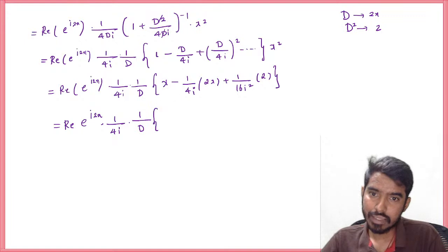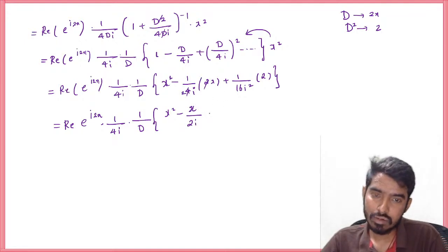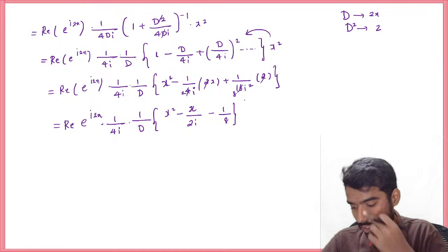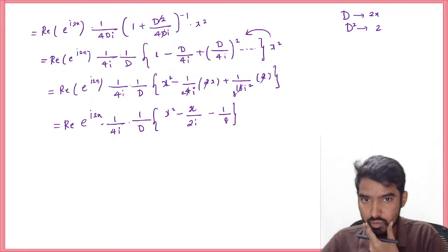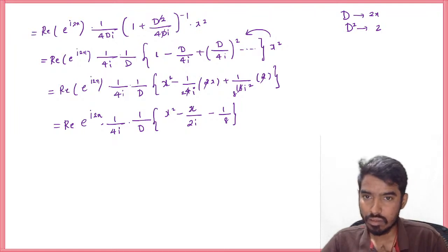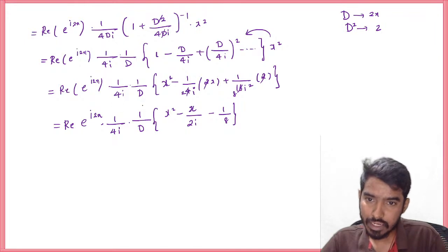So here also we have x square, right? I'm multiplying this x square inside. So 1 into x square is x square. Here we have x square minus 2 1s are 2, 2s are x by 2i, and i square is minus 1. So we have 2 1s are 2, 8s are, so we have minus 1 by 8. Now d square is 2x, d is 2. Clear, right? Now you have to integrate this term.